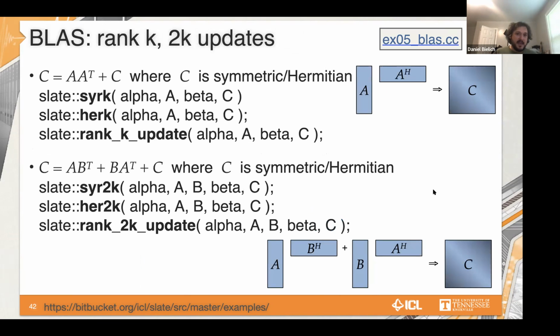We also provide rank-k and rank-2k updates. So you have syrk, syr2k, herk, her2k, and the simplified API would be rank_k_update or rank_2k_update. So nothing's different in the parameters that we input for these, other than you just have a simplified name for somebody that is not familiar with the routines. They wouldn't need to look up prior to implementation or reading the code to understand.